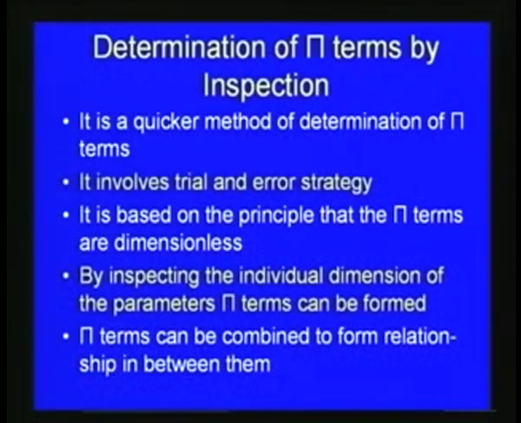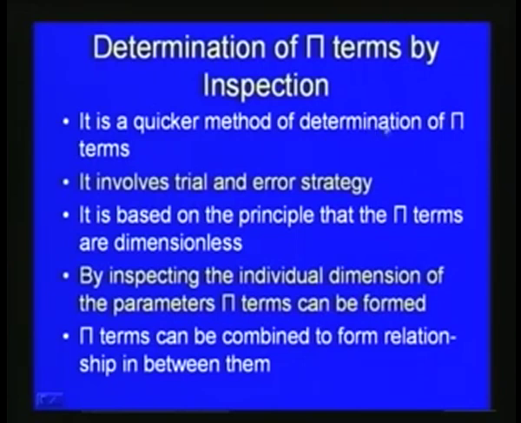So next one is the determination of pi terms by inspection. While doing the dimensional analysis by using the Buckingham pi theorem, we can do some inspection or check, and we can determine the pi terms. It is a quicker method of determination of pi terms by inspection. It involves a trial and error strategy. It is based on the principle that the pi terms are dimensionless, and by inspecting the individual dimensions of the parameters, pi terms can be formed and pi terms can be combined to form relationships between them.